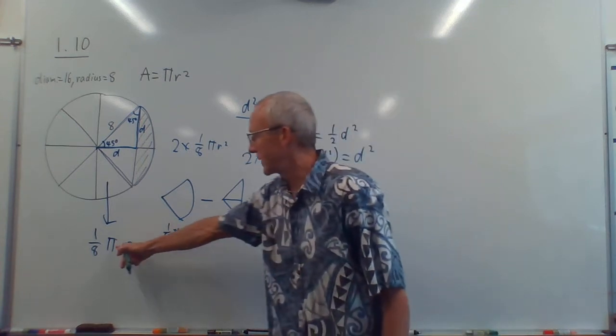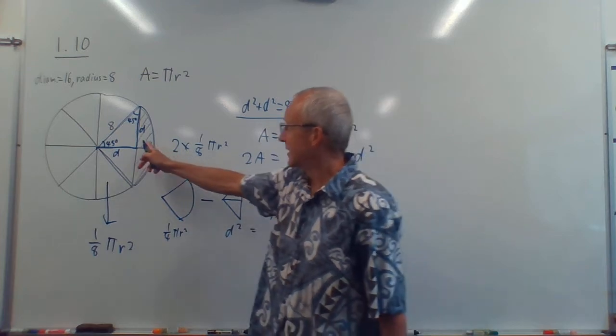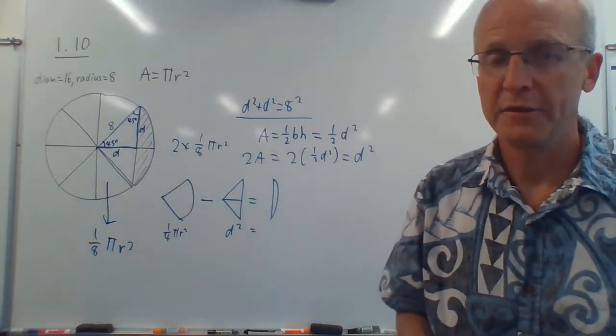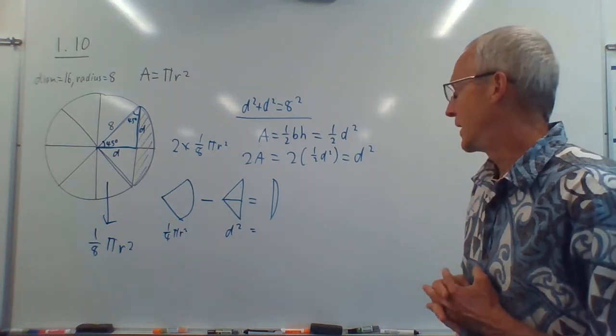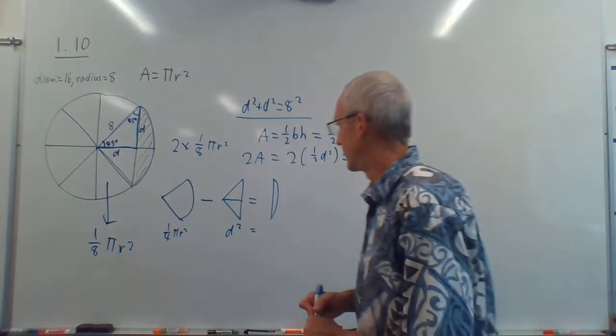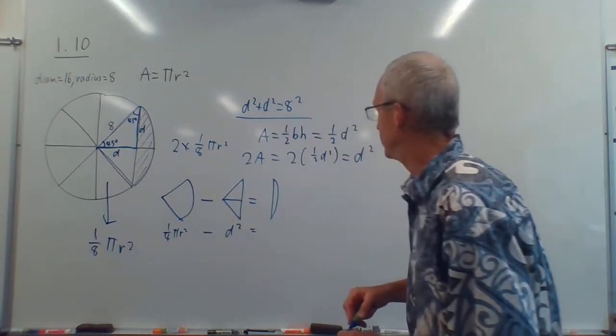And then you compare it to 1/8 pi r squared. And I guess that looking at the answers, this shaded piece is a little bit bigger. Who'd have known, right? You should get that it's a little bit bigger. Okay, so that's how you do that.